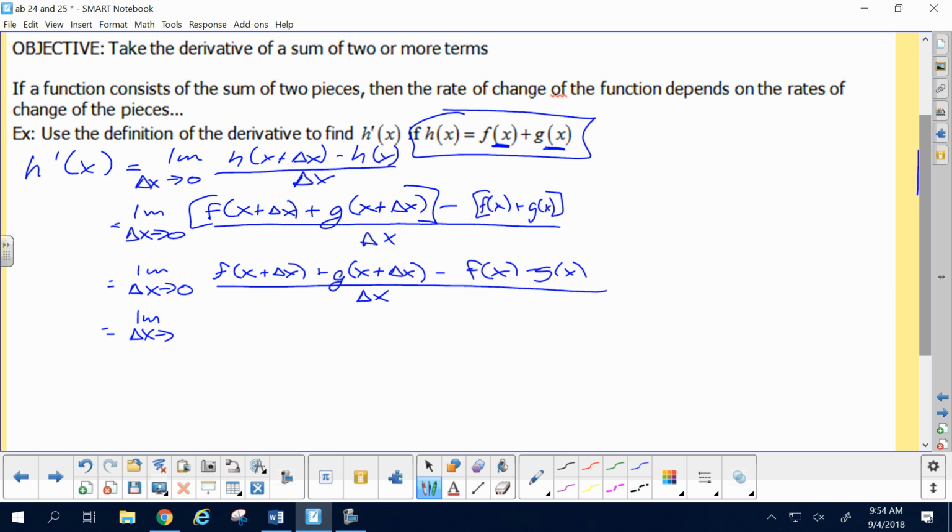I could write f terms together and g terms together. That's allowed. You follow? Second, rules of functions.